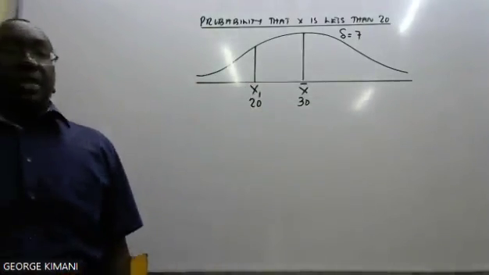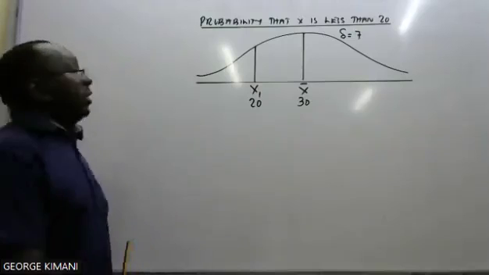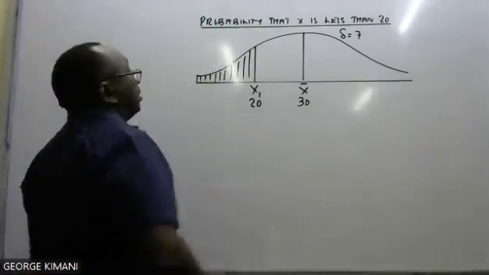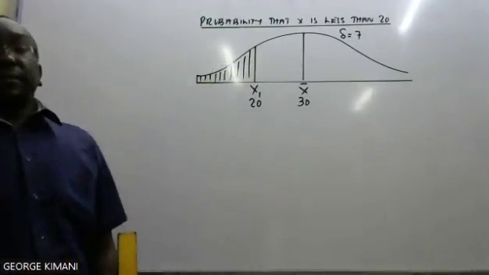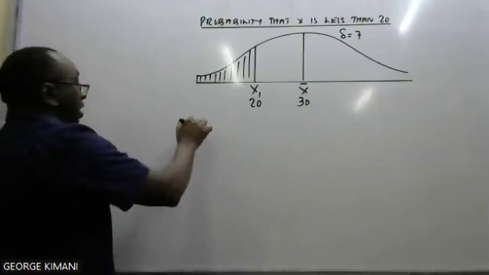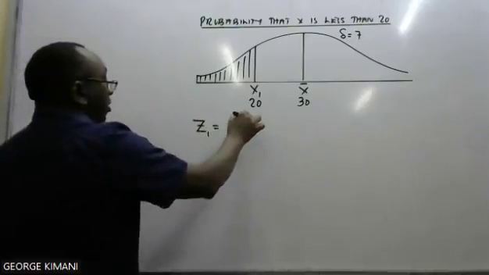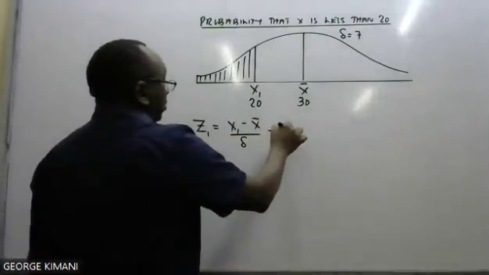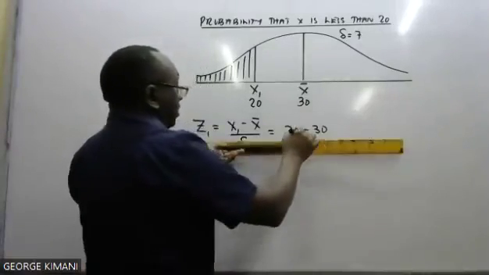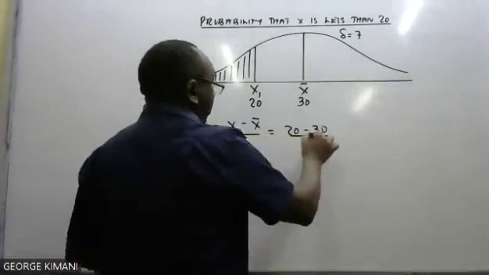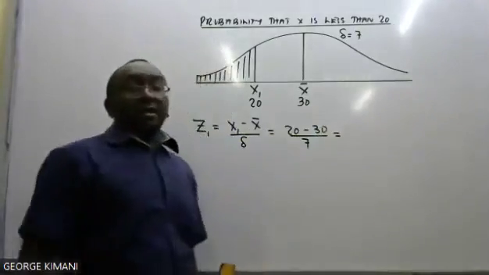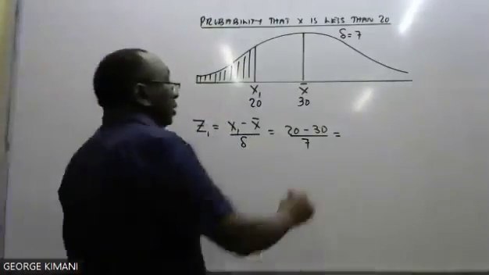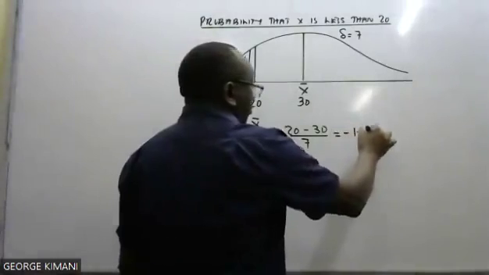Now, when you're told less than 20, which side do you want? The lower side. So you shade this one. Then quickly you now get Z1 as X1 minus X bar, you divide by standard deviation. So this will be 20 minus 30, you will divide by 7. So you give me the answer to 2 decimals. Negative 1.42.